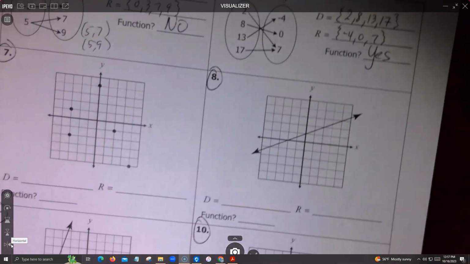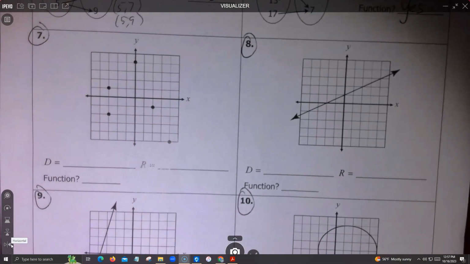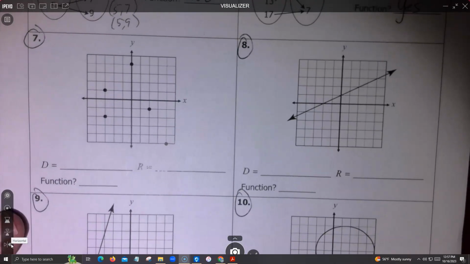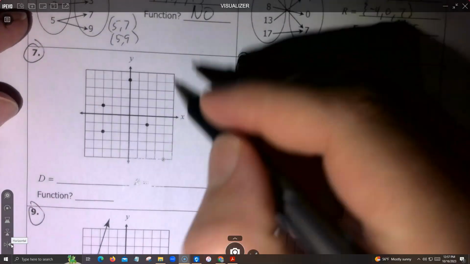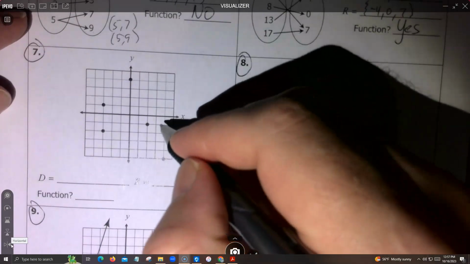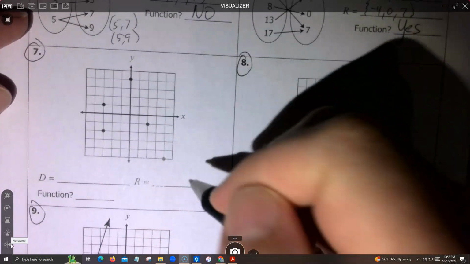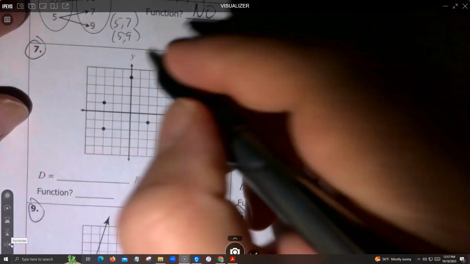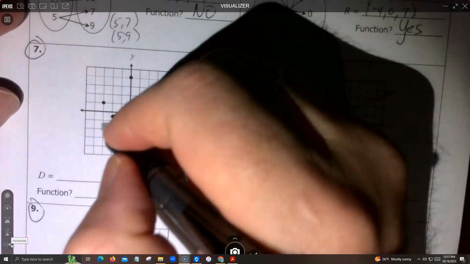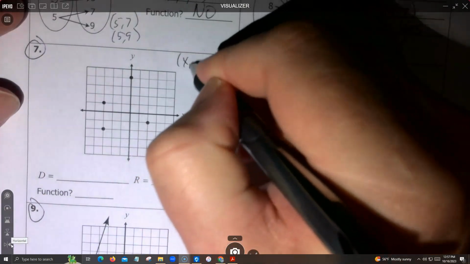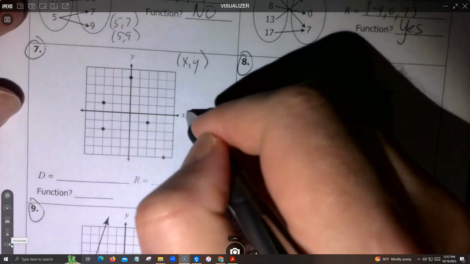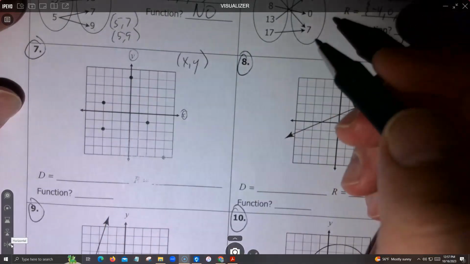All right. Next two, domain and range. Okay, so this is a little bit harder for those of you who have a tough time reading graphs. My suggestion would be to go through and write all your points. If you're not great at it, you just have to keep practicing. So remember, it goes x comma y. x goes first, then y comes second.